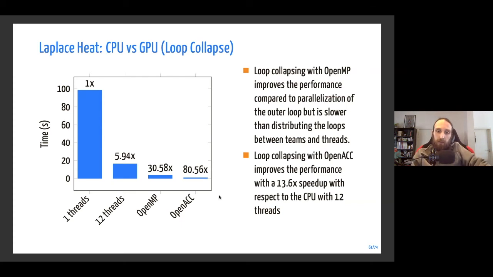However, with OpenACC, after collapsing, we get a massive speedup compared to 1 thread, but remember, if we compare to the CPU with 12 threads, we got only a 13.6 speedup. So this is something you can expect from this kind of code that is not so optimized. But 13.6 speedup is not so bad by just adding some directives to our serial code, so we can be quite happy about it.